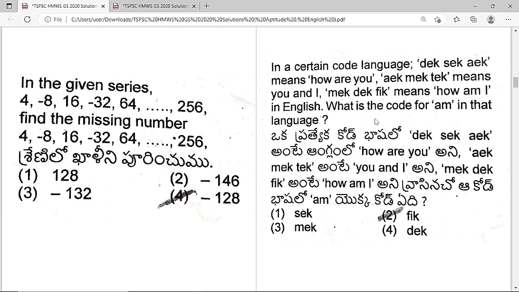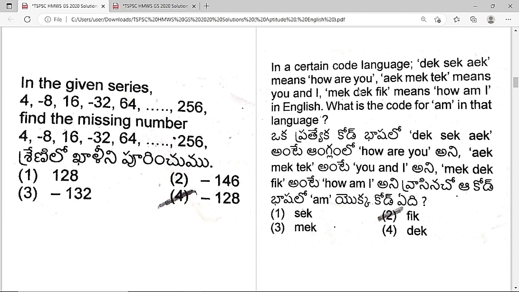See the question here. In a certain code language, dec, sec, ek means how are you. Ek, mek, tek means you and I. Mek, dec, pik means how am I in English. So what is the code for am in that language?